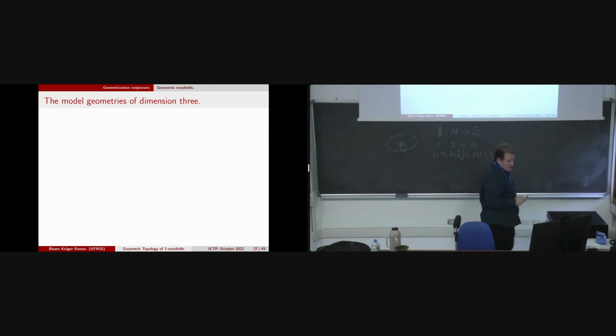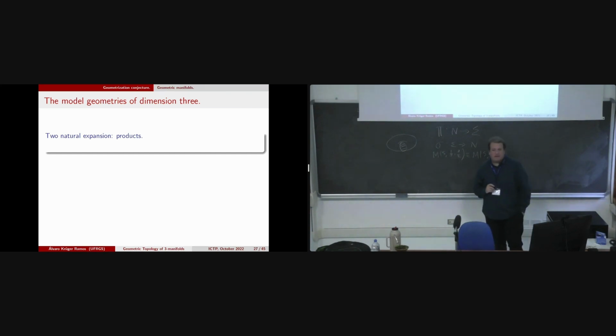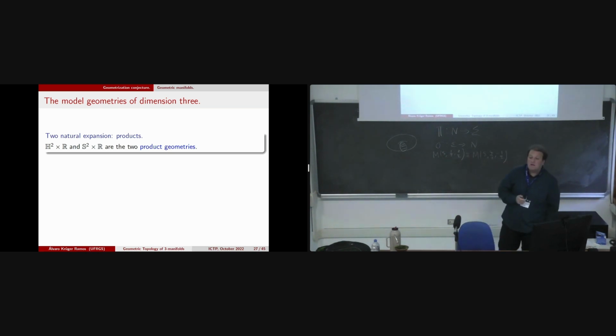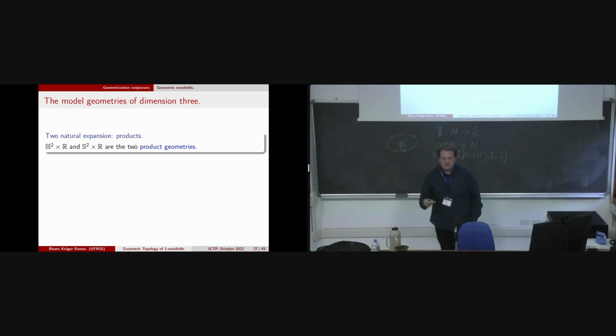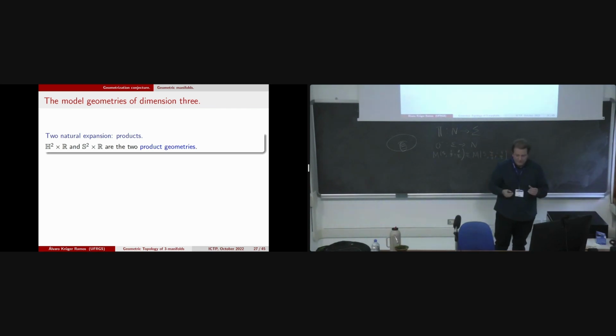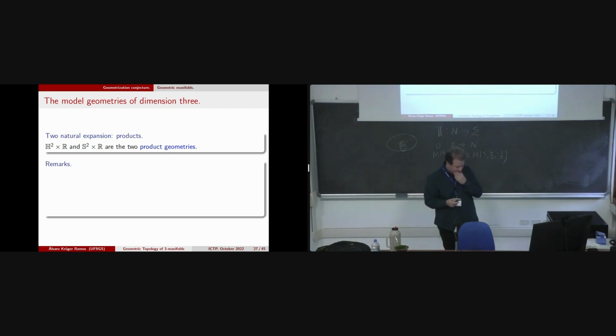Okay, so we have two generalizations, expansions, which are products. You have H2 cross R and S2 cross R. They are the two product geometries. And it's not difficult to see that they are actually geometries. You just need to look at the isometry groups and see that they are maximal. So these are the two.